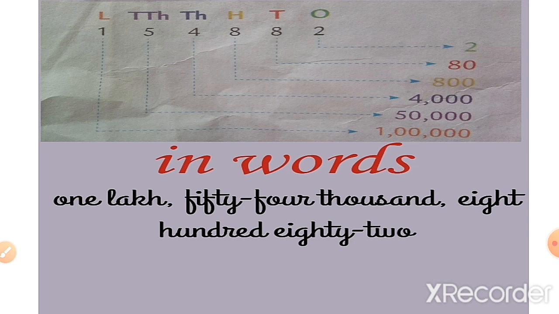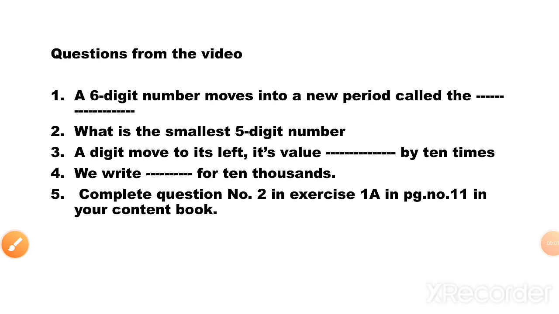Here is a number 1,54,882. To write the place value of a number, the place value of 2 is 2, place value of 8 is 80, place value of 8 is 800, place value of 4 is 4,000, 5 is 50,000 and the place value of 1 is 1 lakh. Here we will denote as L for lakh. So in words, how do we write 1,54,882?